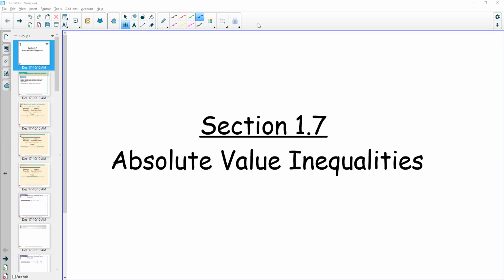Everybody, this is 1.7. This is absolute value inequalities. So basically what we do in this section is we take what we did in 1.5 with inequalities, we take what we did in 1.6 with absolute value, and we smush them together. So you're going to use both of those sets of skills to do this.